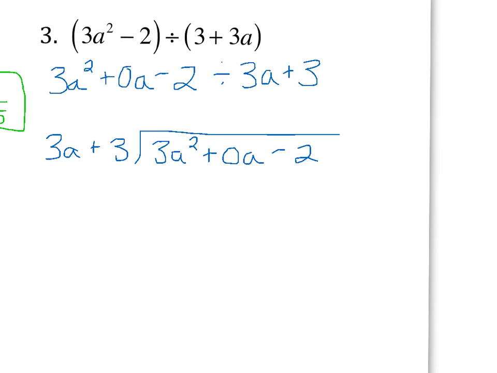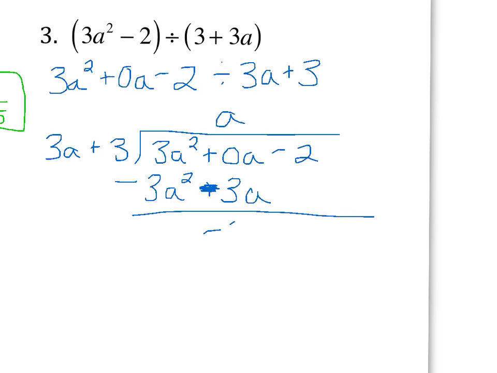So to get 3a to become a 3a squared, we need to multiply it by an a. And then we want to take that a and multiply by 3a plus 3. So that gives us 3a squared plus 3a. And now we want to change the signs. So we have negative 3a and drop down the 2, minus 2. So now we need to multiply 3a by a negative 1 to get a negative 3a. So that will give us negative 3a minus 3.